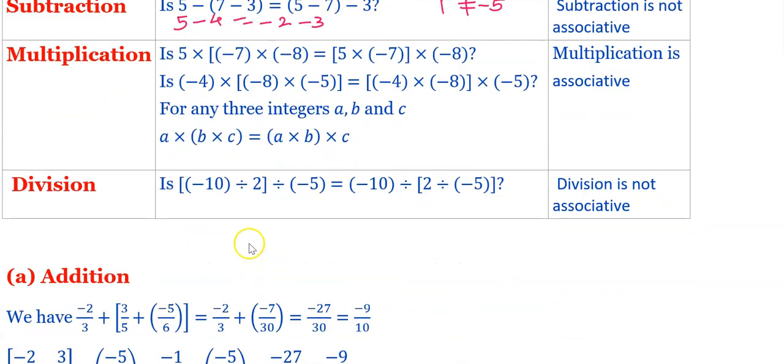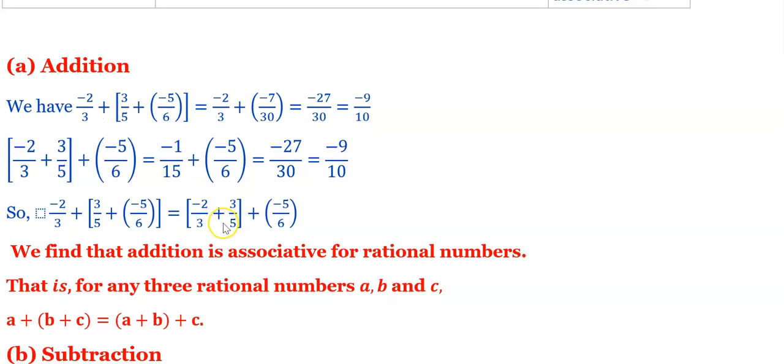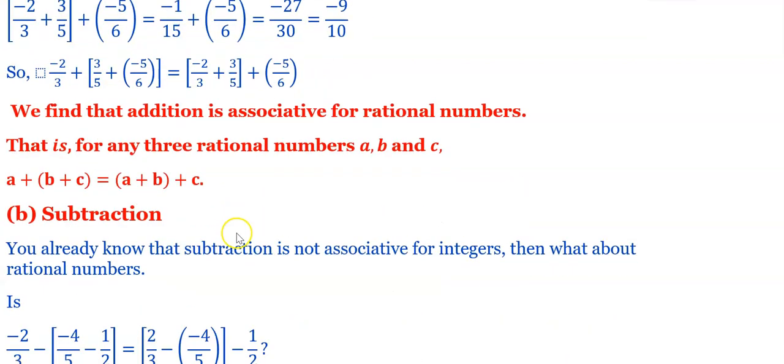Next, division. Again division is not associative. That is, -10 divided by 2, then divided by -5, is not equal to -10 divided by (2 divided by -5). Therefore division is not associative. We can perform this type of division. Next, here the addition. Again the same types of properties are repeated here.